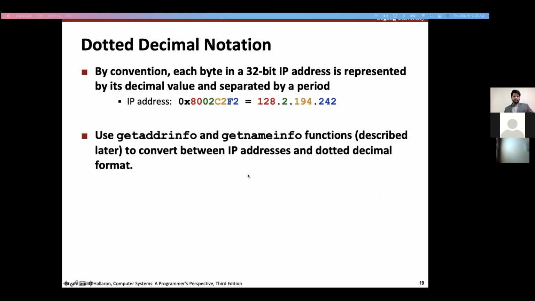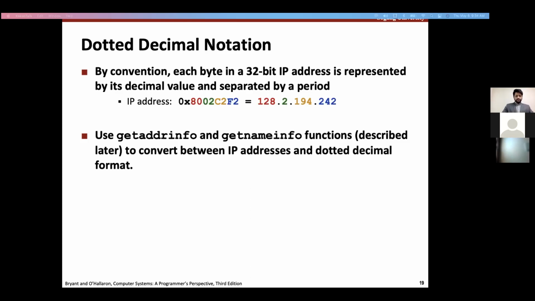And actually, there's a dotted decimal notation when you define your IP addresses. These IP addresses are typically presented to humans in the form of dotted decimal notation, so that it should be more intuitive and like a human readable format. Each byte is represented by its decimal value and separated from the other bytes by a period, the full stop, the dot. So for example, we have 128.2.194.242, which is the dotted decimal representation of the IP address in this hexadecimal format.